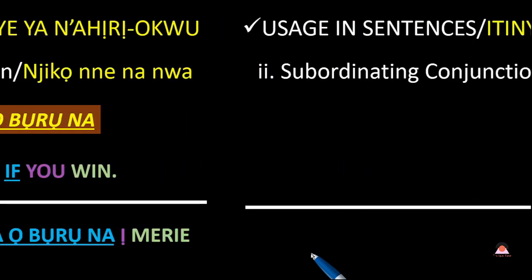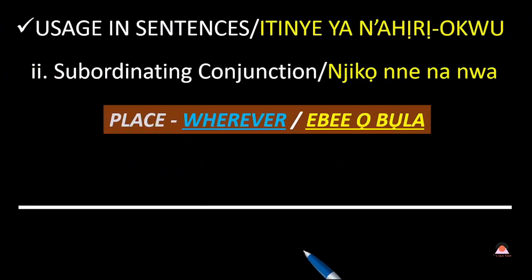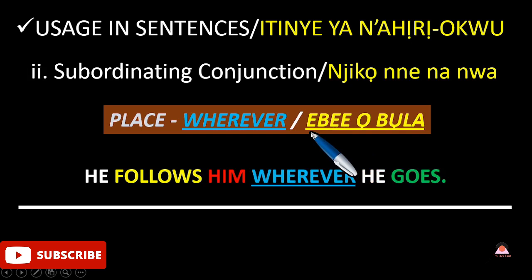Okay, we'll move on to another example, and this is the class for place. Place, and the conjunction is wherever. The Igbo version is ebe ọbụla. There's no need to put a double E here. It's a typographical error. It's one E. Okay?